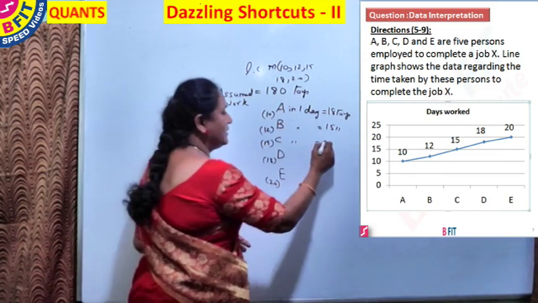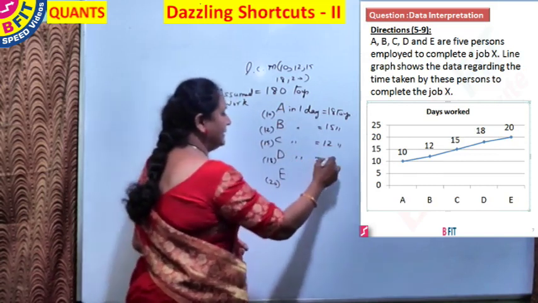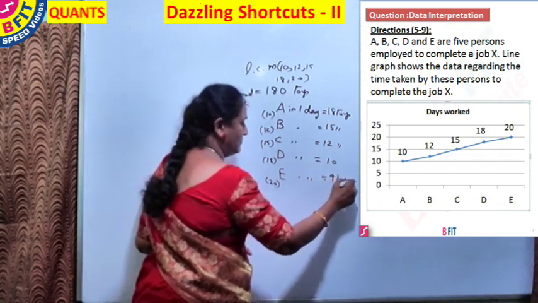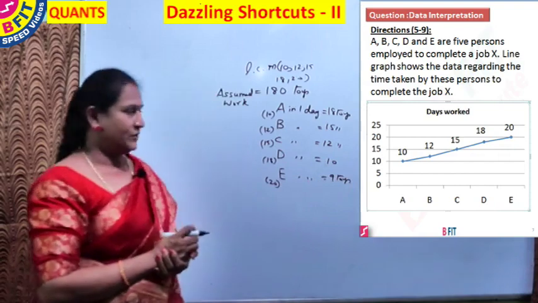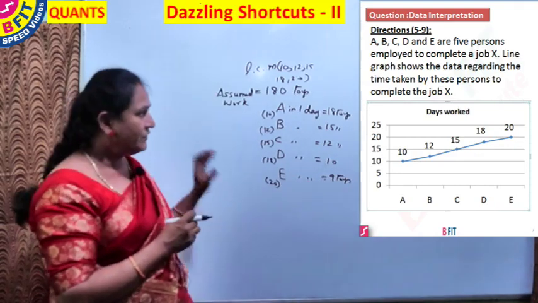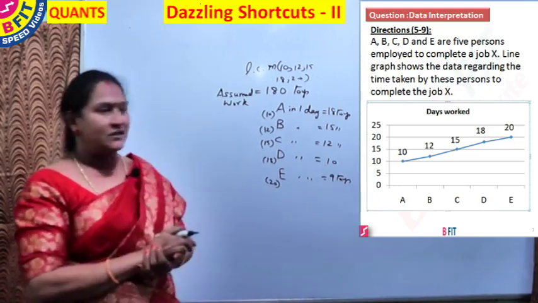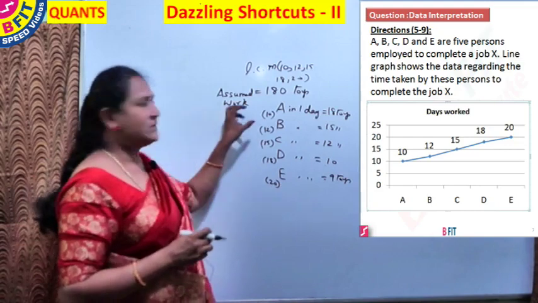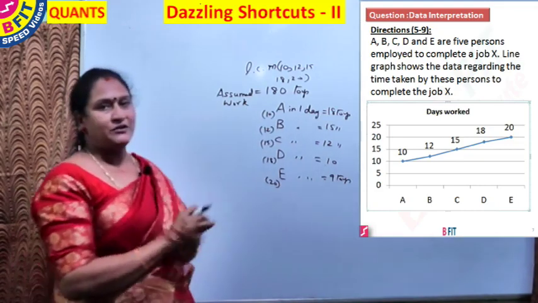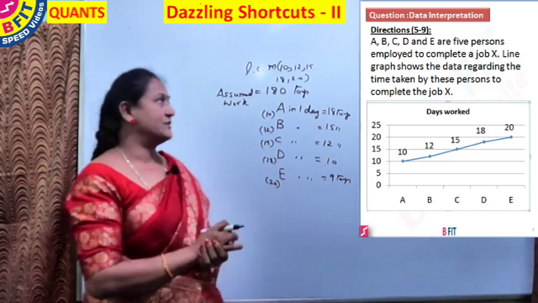C makes 180 by 15, 12 toys. D can make 10. And E makes 9 toys. So having this data for reference, we'll work out all the questions, and you can see how easily we can arrive at the answer by assuming some value as work, and that too the LCM of time taken as assumed work. So now based on this data, we'll answer the question.